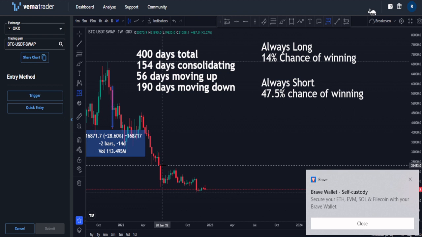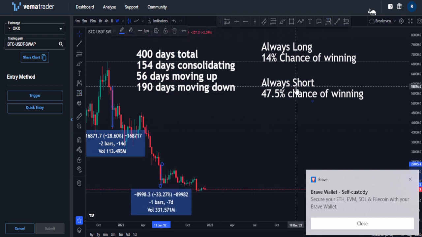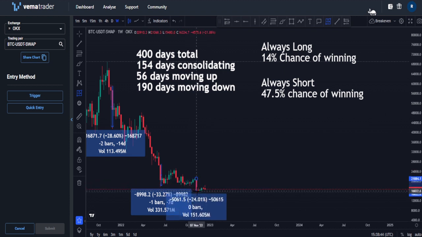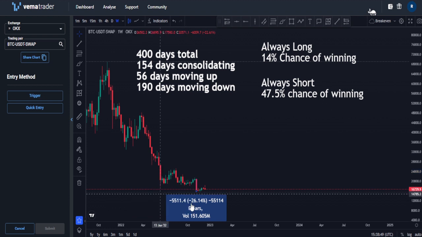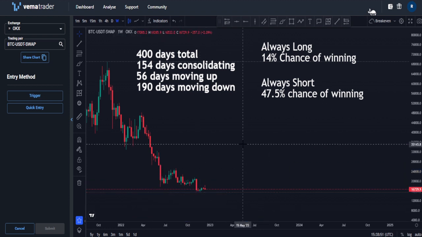So you can see not only was the bearish win rate higher, right? They had that 47.5% chance of winning, but the moves tended to be much bigger as well. So there's a lot more opportunity with the shorts over that 400-day period than there was with the longs.